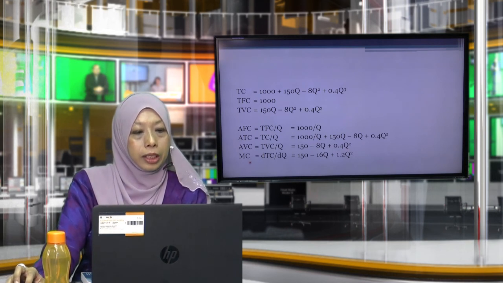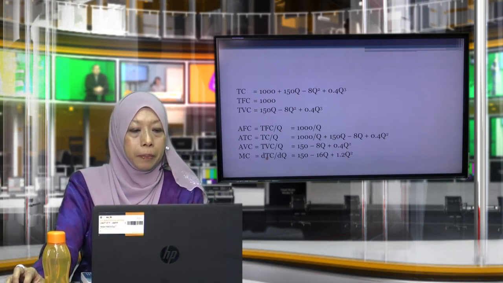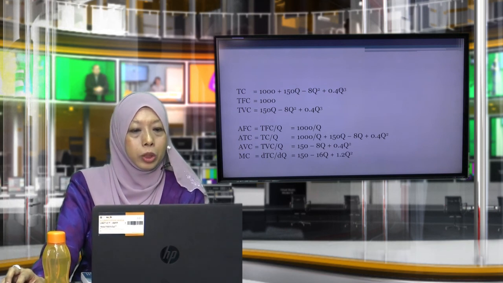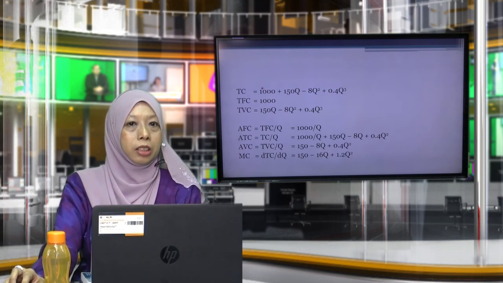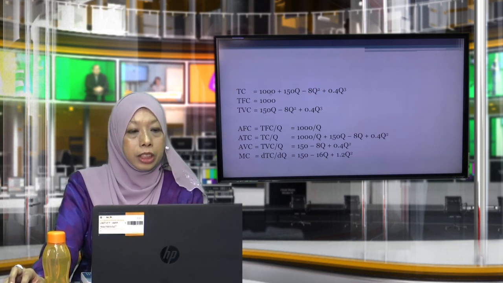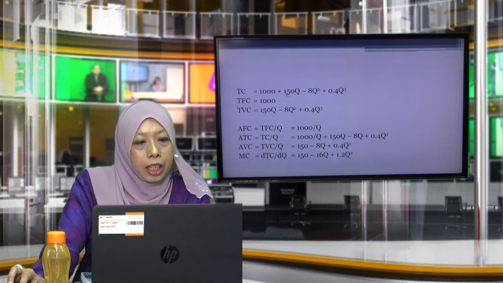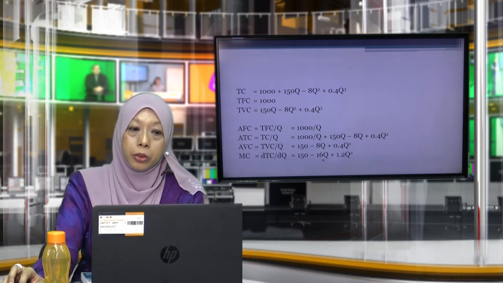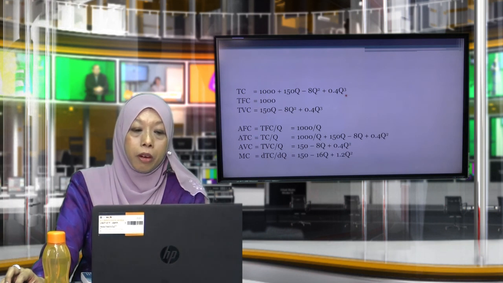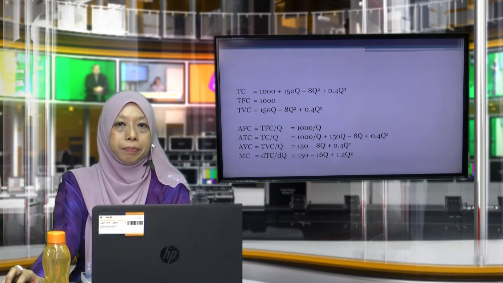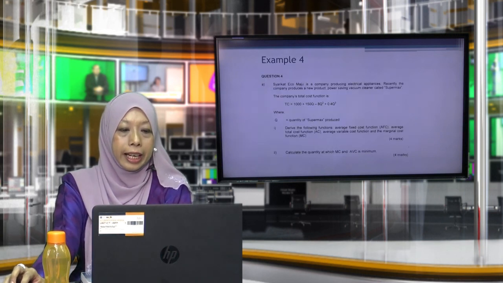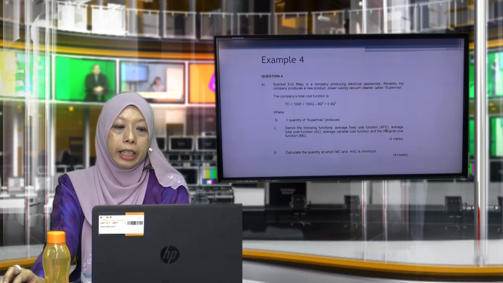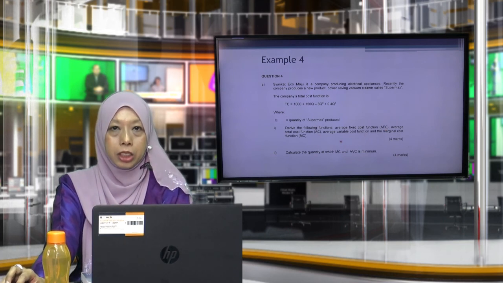And the last question wants you to derive the marginal cost. Remember, marginal cost requires you to differentiate the total cost function with respect to Q. So if this were your total cost function, to find marginal cost, we need to differentiate it. If you differentiate 1000, you'll get 0. Differentiating 150Q will give you 150. Differentiating 8Q squared will give you 16Q. And differentiating 0.4Q to the power of 3 will give you 1.2Q squared. So now we have answered the first question, which wants us to derive the four different types of function, namely AFC, AC, AVC, and marginal cost.